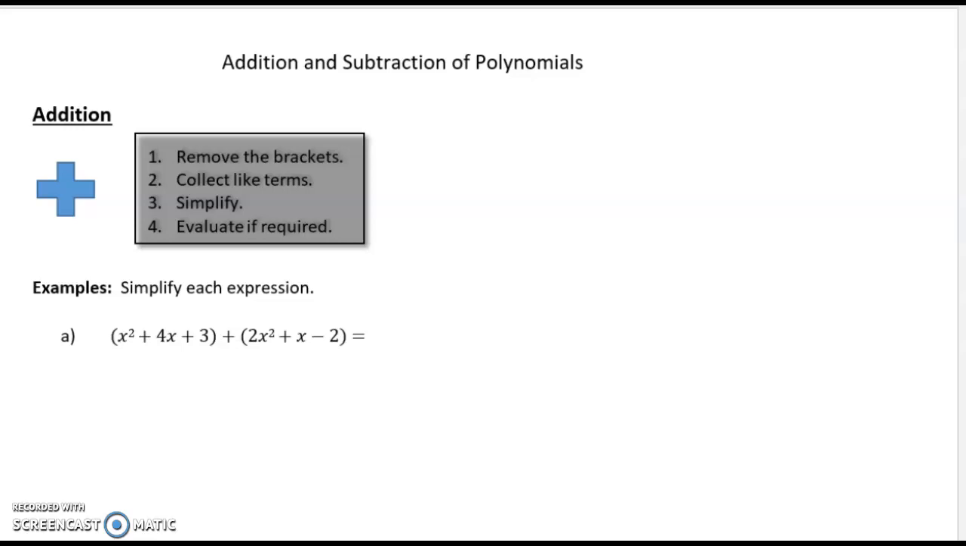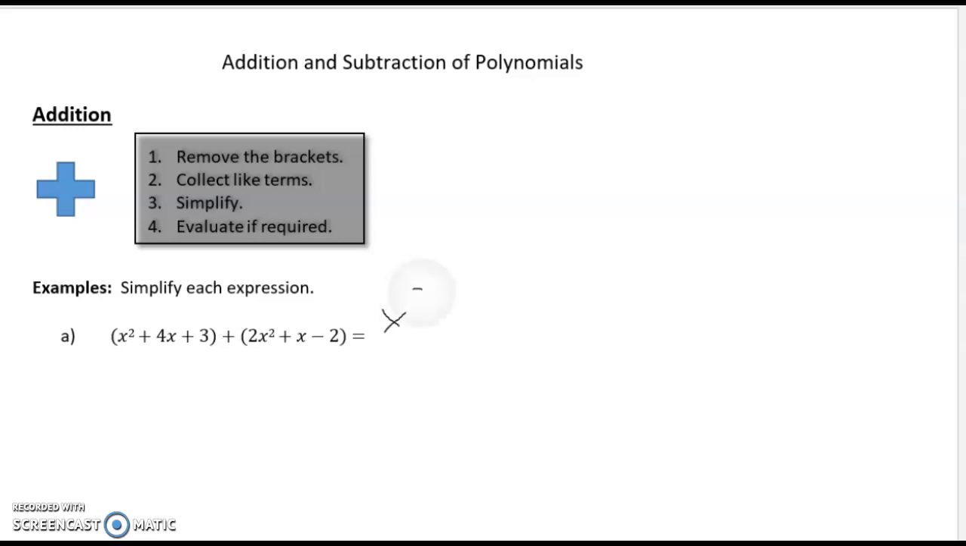So for the first one, it says simplify each expression. So we have in brackets x squared plus 4x plus 3 in one bracket, plus, and then the second bracket is 2x squared plus x minus 2. Okay, so first things first, they say remove the brackets. So that's all we're going to do. I'm going to rewrite this without the brackets.